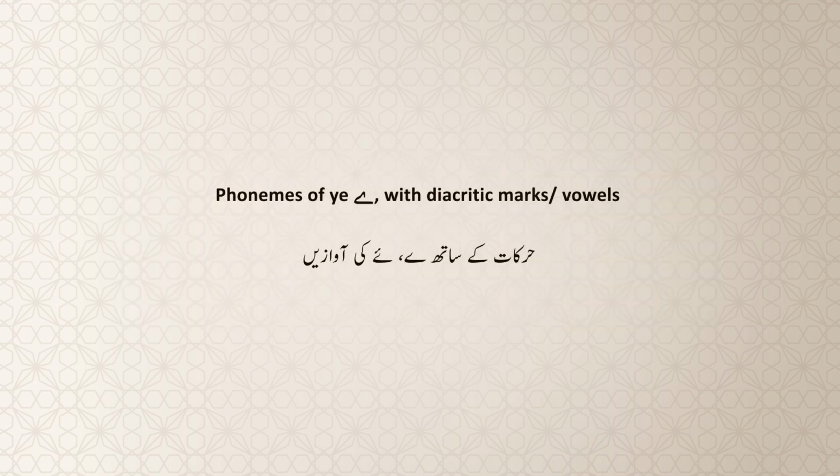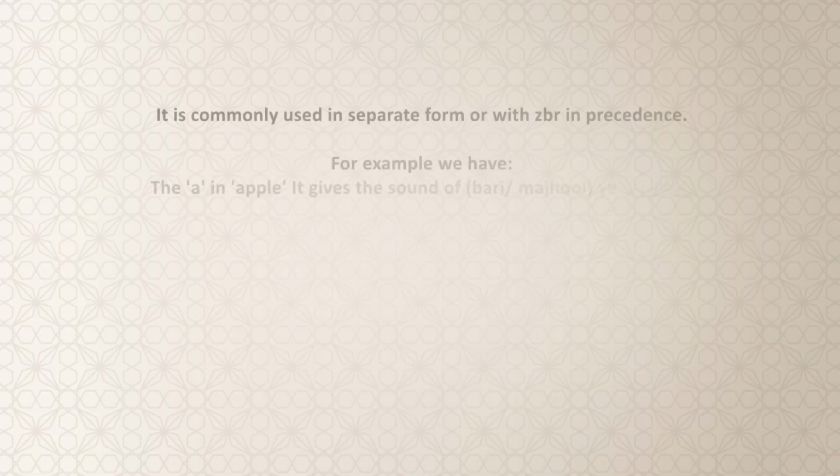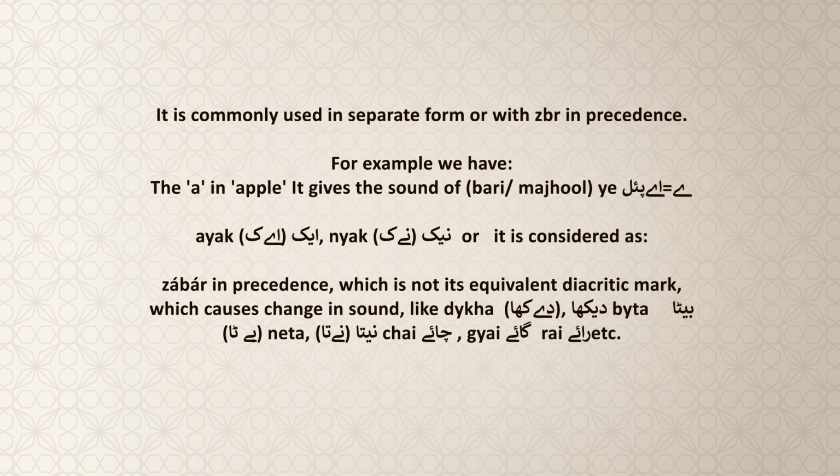Now we'll see phonemes of ye with diacritic marks or vowels, and we should know it acts differently while word formation. We have phonemes of badi ye with diacritic marks, and we know that it acts differently in terms of phonemes and in terms of shapes. It has its own shape while written at the end. And about phonemes, it is commonly used in separate form or with zabar in precedence.